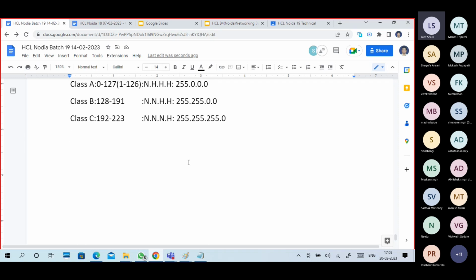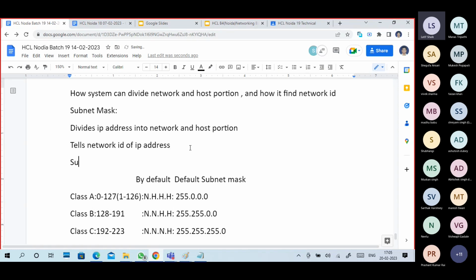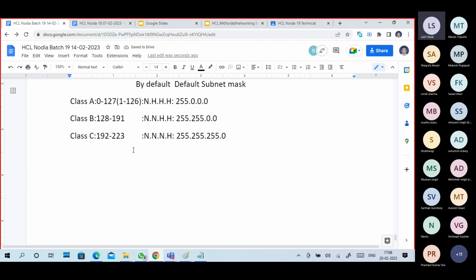And how does it tell the network ID? That is based on an AND operation. So the subnet mask uses an AND gate. It is a logical gate, like OR gate, AND gate, NOT gate, NOR gate, XOR gate, XNOR gate, NAND gate. Are they not logical gates? So it uses an AND gate kind of operation.